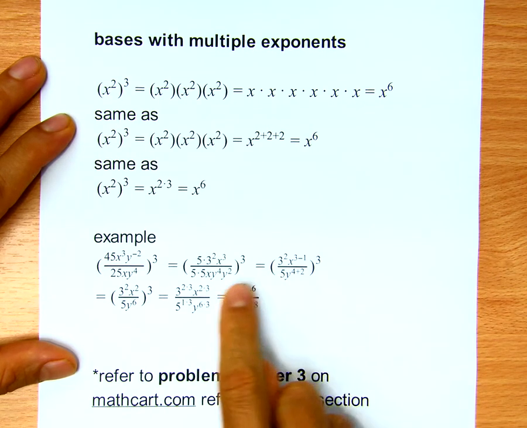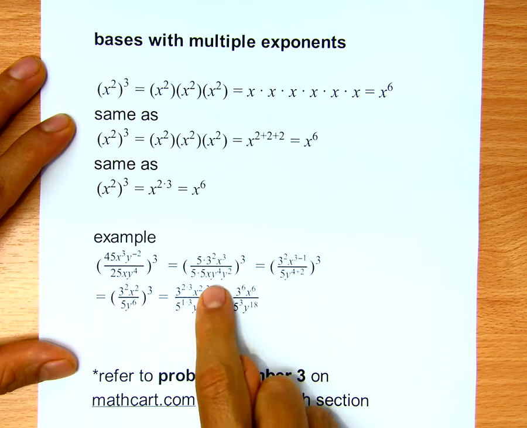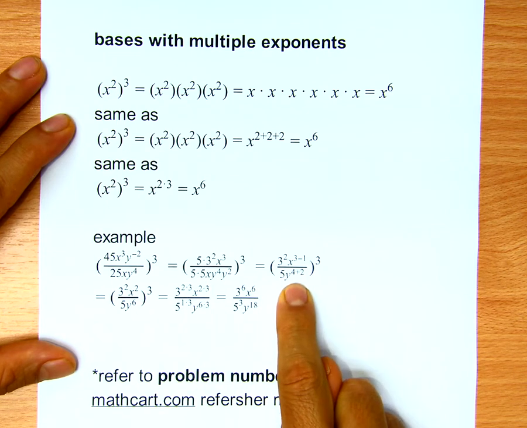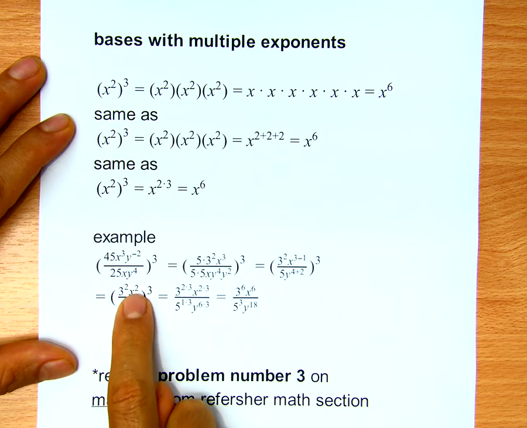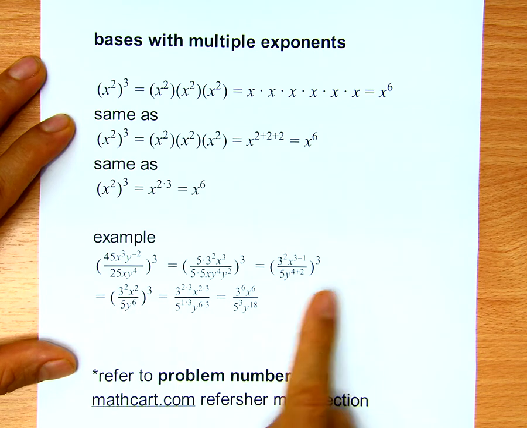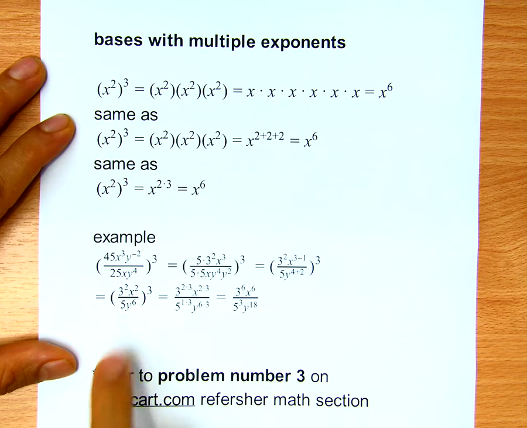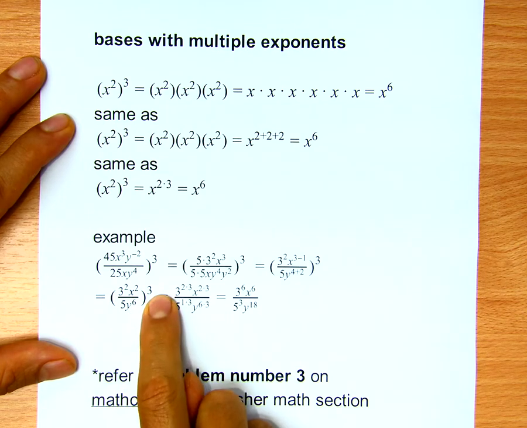I will add those because they are both on the bottom. So on the bottom there would be 4 plus 2 for the power of y. And all this will simplify here to 3 power 2, x power 2, a 5, and a y power 6. But I still have this power 3 on the outside.